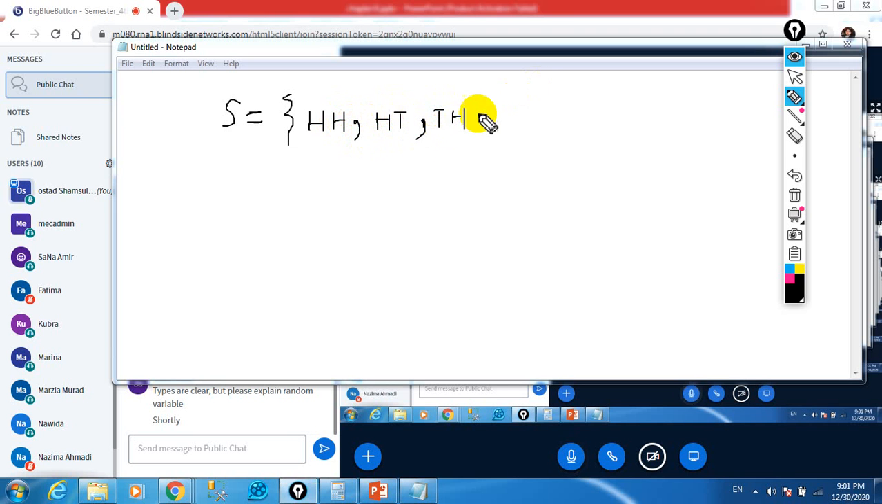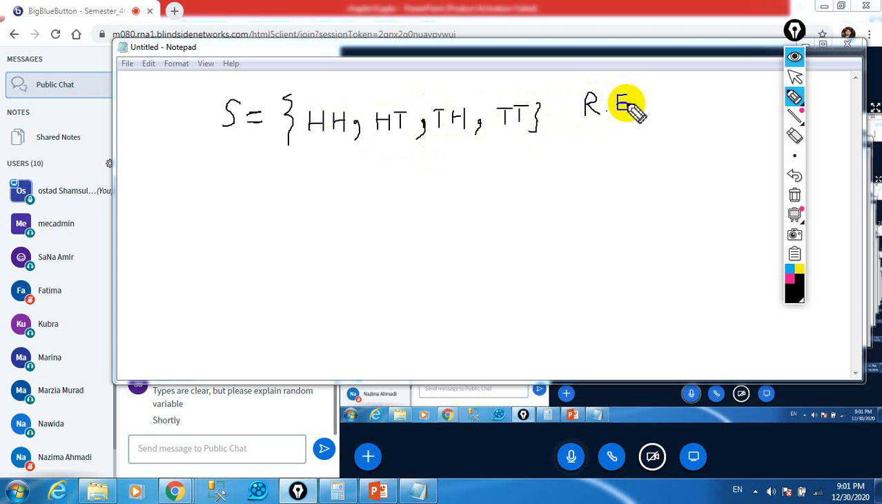Or there will be a possibility of, for example, double T. So now I want to take a random variable from this. This is a completely random experiment. What is an experiment? Tossing a coin 2 times, or twice, or 3 times.